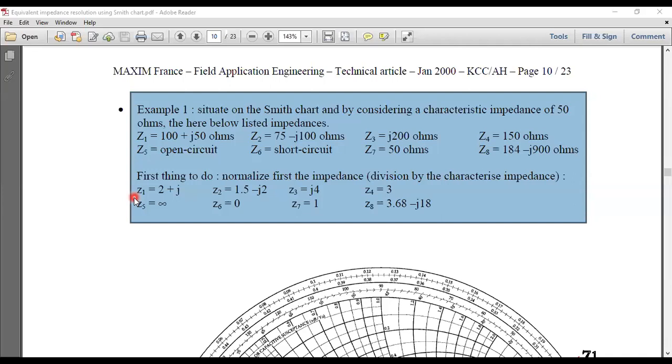If you Google "complete Smith chart PDF", you will get a similar PDF to the one I used previously. You can use that PDF and just plot 2 plus J. If anybody has completed it, let me know so that he or she can do it here. For Z1, can anybody show it to me?